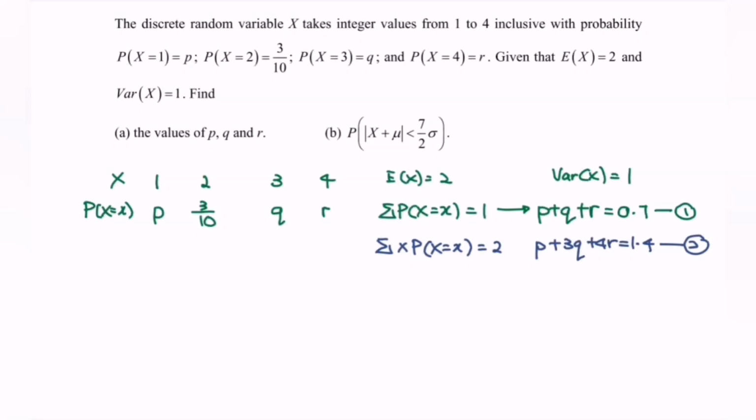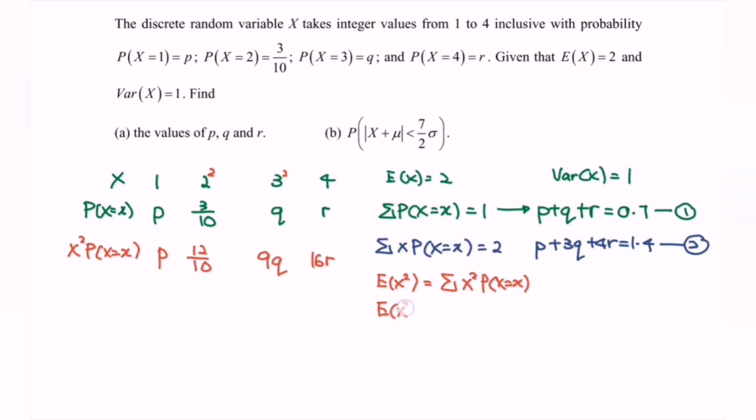Next, what we have to do is to find E(X squared), where we have X squared multiplied with the probability. So here we will have P. Then squaring, we have 4 multiplied with 3 over 10, which gives 12 over 10. Followed by squaring, we will have 9Q, then 16R. So E(X squared), the summation of X squared multiplied with the probability, will be equal to P plus 9Q plus 16R plus 1.2.